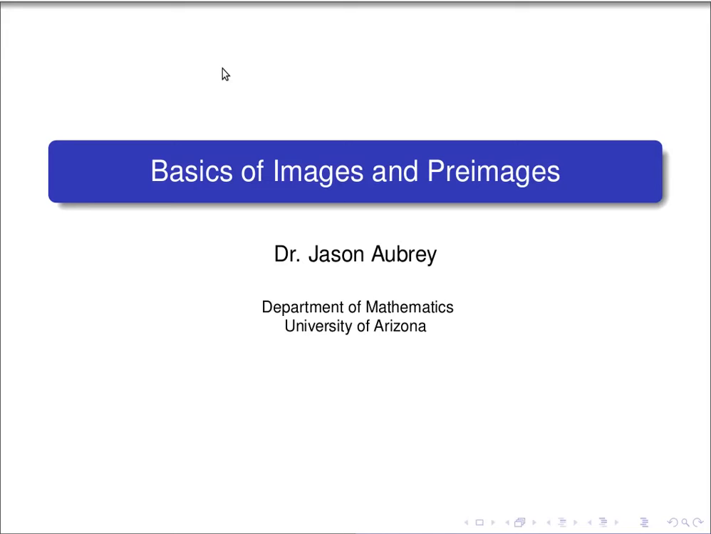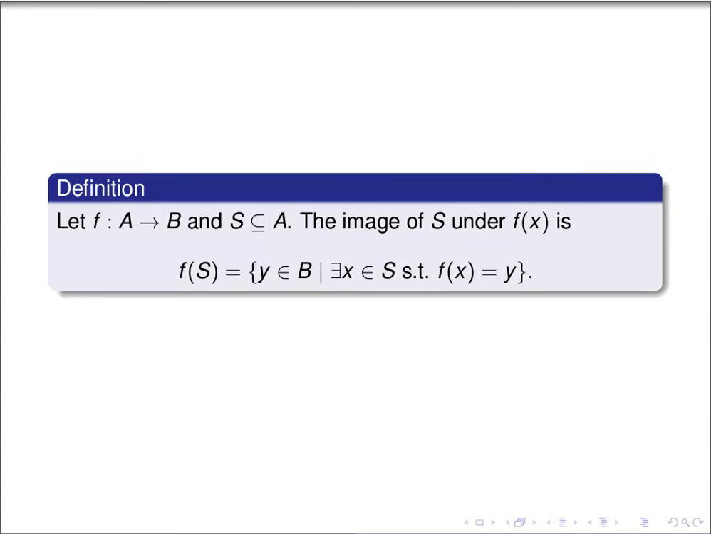In this video, we're going to discuss some basic facts about images and preimages. So let's let f be a function from A to B, and S be a subset of A. Then the image of S under f of x is the set of all y in B such that there exists an x in S such that f of x is equal to y.